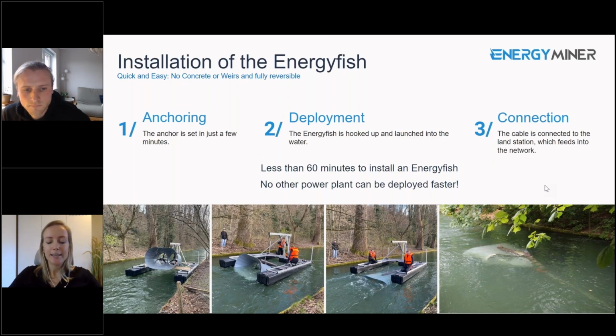So here I thought that this slide was quite good to see how we install our Energyfish: a point that is anchored on the canal riverbed. And then we have an electricity line that runs from the Energyfish to a land station on land. And we simply connect it to that connection point and then feed into the local grid. Again, this is 3 simple steps, and we've proved that we can do this in less than 60 minutes, which shows something that hasn't been possible yet, a very quickly deployable power plant, which is, again, our goal: modular, quickly deployable nature.